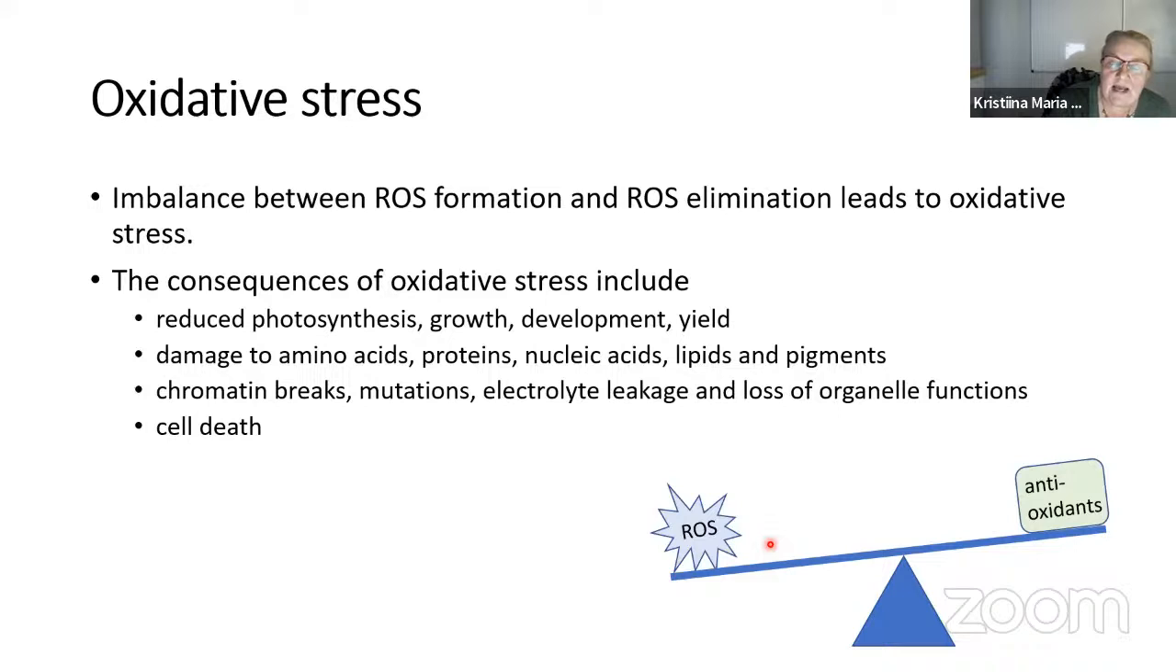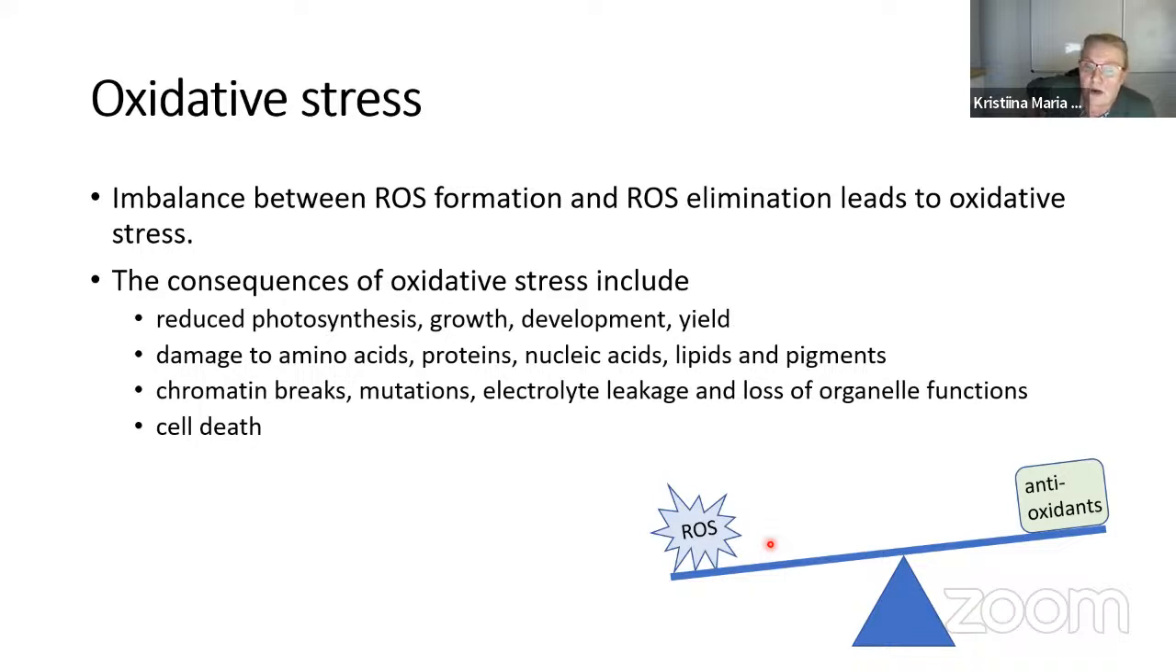Oxidative stress then develops when the capacity of the antioxidants is exceeded by the ROS production. Similarly to other cell types, also in plants, of course, there are many consequences of oxidative stress. They include, for example, reduced photosynthesis and growth, defects in development, and also reduced crop yield.